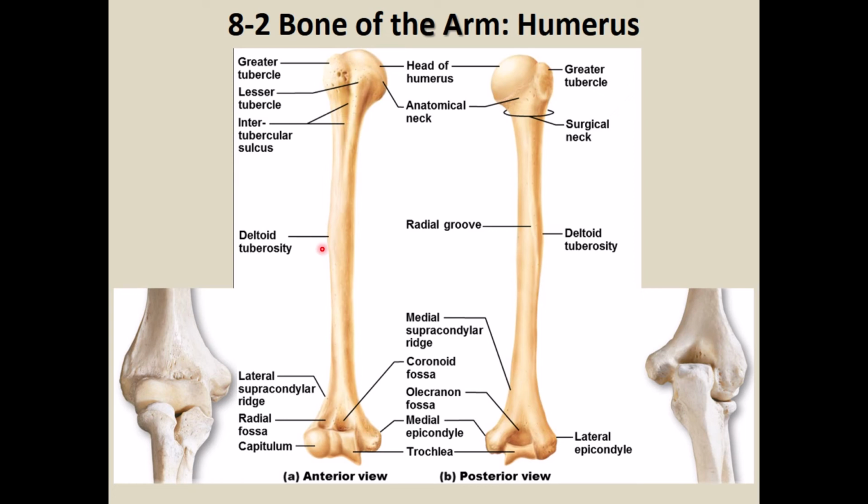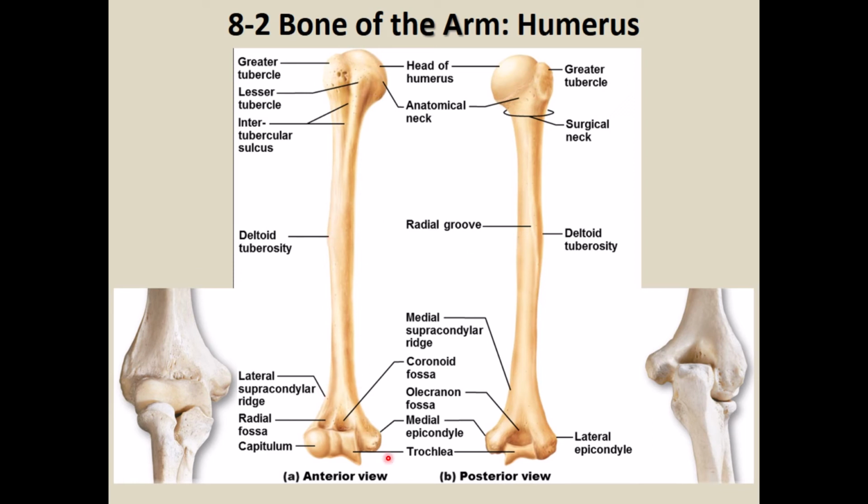You can see the deltoid tuberosity, and this is where the deltoid muscle attaches. And this one is called radial groove. This is where radial nerve passes through. So the radial groove is located posteriorly, and the deltoid tuberosity is located laterally.